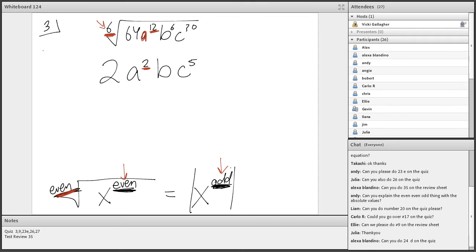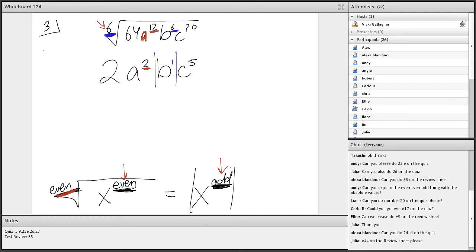Next, we can look at the letter B. For the letter B, everything will have an even index because 6 is the index. But the letter B has an even exponent. It's the number 6. And then in my final answer, technically, this is b to the 1st. And 1 is an odd number. So my letter B would need absolute value bars around it. It went even, even, odd.